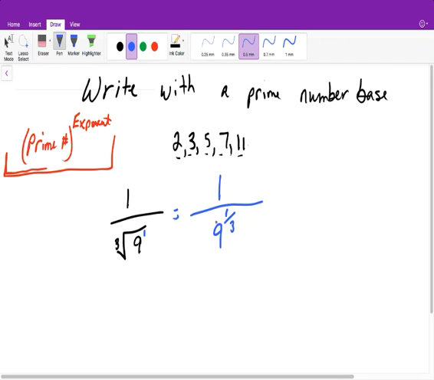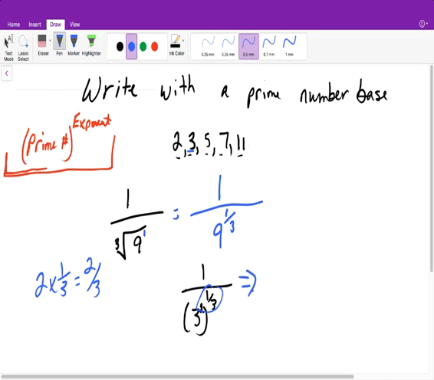Now we want to rewrite this 9 as one of our prime numbers raised to a power. So 3 we can rewrite, and it can then be 1 over 3 squared to the 1/3 power. And now our rule with power to a power is we multiply. So 2 times 1/3 is equal to 2/3. So now this is then going to be equal to 1 over 3 to the 2/3 power.